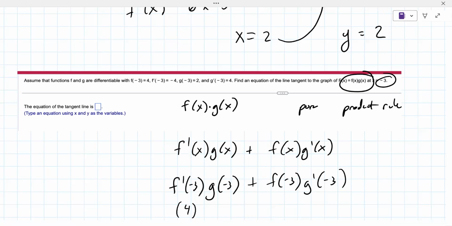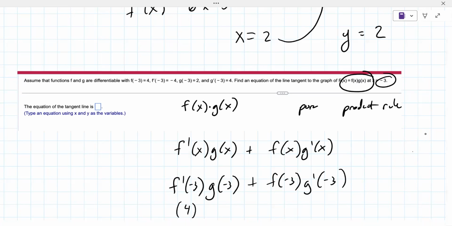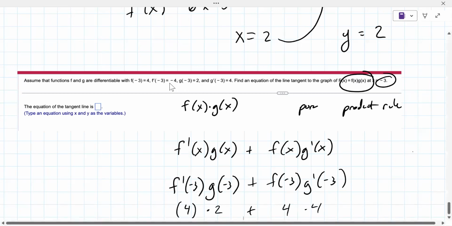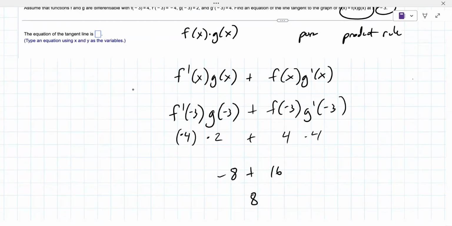Got -8 plus 16, which equals 8. Let's try it here. g of -3 is 2, and f of -3 is 4. g prime of -3 is 4. I've got, though, f prime of -3 is -4. Sorry, -4. There it is. There's your -8 plus 16, which is 8. And that's not the answer. That's just the slope. You've got to do more.